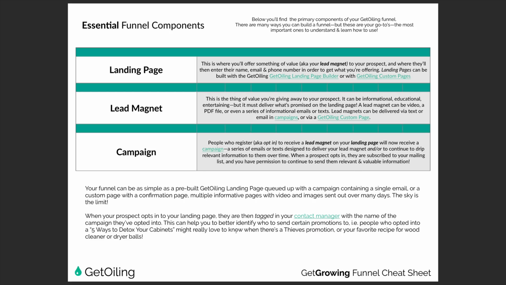So just as an example, you guys, you can have a pre-built GetOiling landing page that you queue up with a campaign attached that has a single email. Or you could have a custom page with a confirmation page and multiple informative pages with video and images sent out over many days. The sky's the limit. You can get really complicated with this. I highly suggest you follow my example 1 today and create a 7-day, maybe like an Essential Oils 101 course, or 5 steps to clear out your makeup cabinet or something like that.